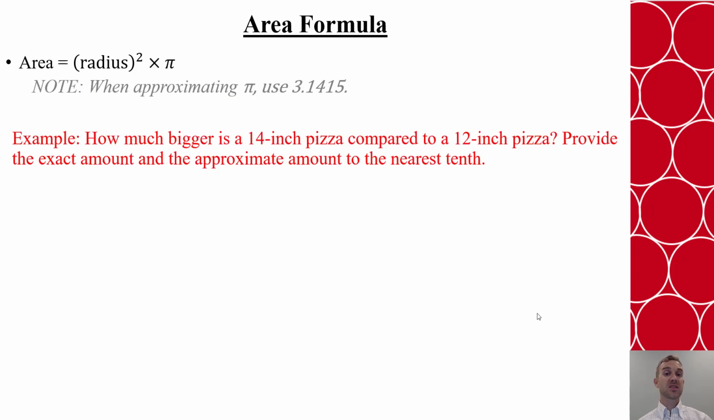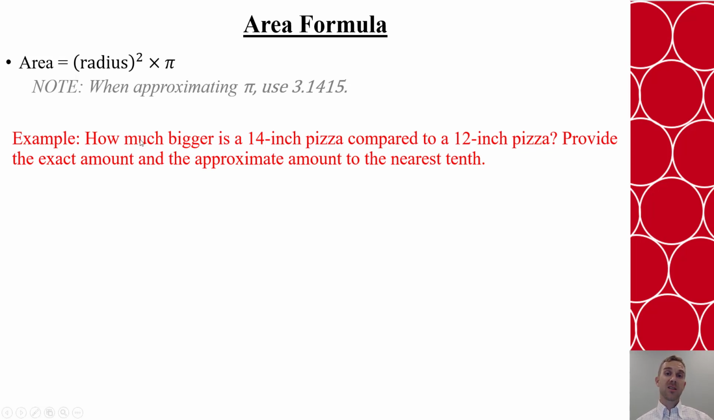Now we can also do the same thing with the area. The area is the radius squared times pi. So if we have the diameter, we just need to remember to divide it by 2 to get the radius. And again, we're going to use 3.1415 whenever we need to approximate for pi.